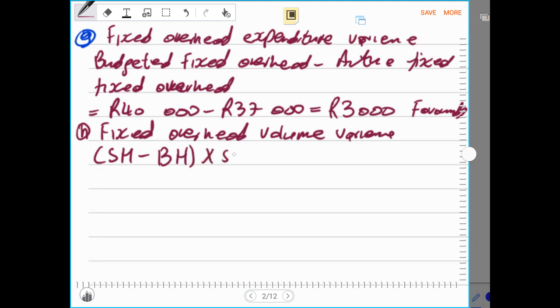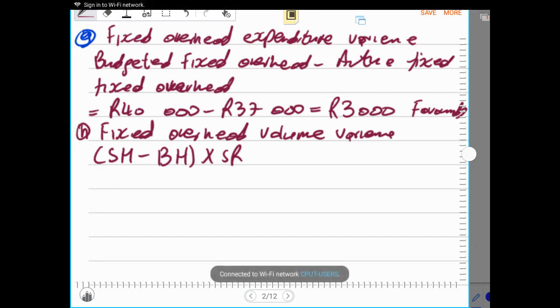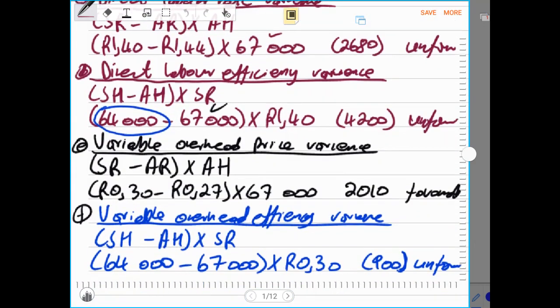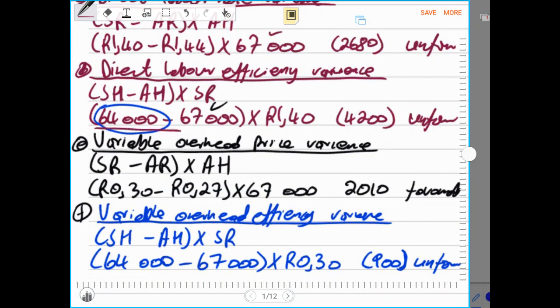Then we multiply this by the standard rate. Remember, the standard rate will be the standard rate of the fixed overhead per labor hour. Then our standard hours, we know that it is 64,000 hours. These are the same standard hours as calculated when we did the direct labor. That was the same 64,000, which was actual production of 8,000 times the standard labor hours of 8 hours, which gave us the standard hours of 64,000 hours.